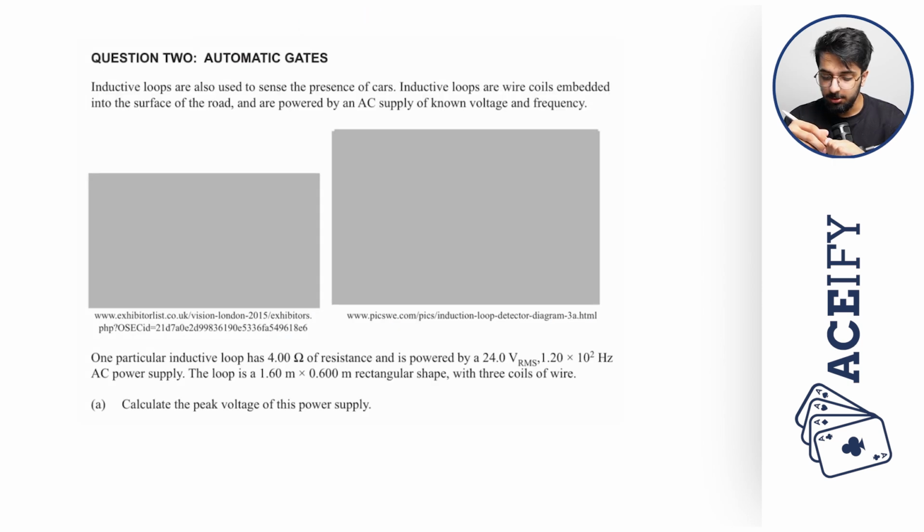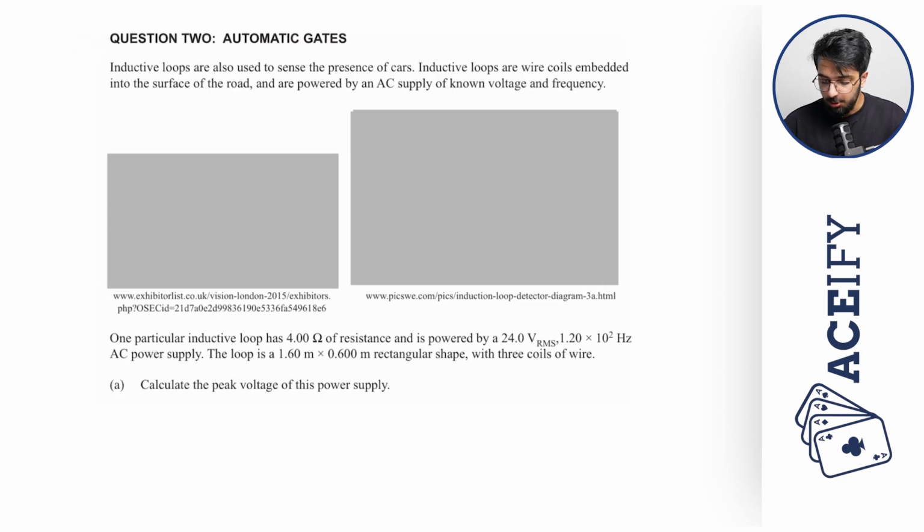There we go. Inductive loops are also used to sense the presence of cars. Inductive loops are wire coils embedded into the surface of the road and are powered by an AC supply of known voltage and frequency. One particular inductive loop has 4 ohms of resistance and is powered by a 24 volt RMS voltage with a frequency of 1.2 times 10 to the 2 Hz. The loop is 1.6 meters by 0.6 meters in a rectangular shape with 3 coils of wire. Calculate the peak voltage of this power supply.